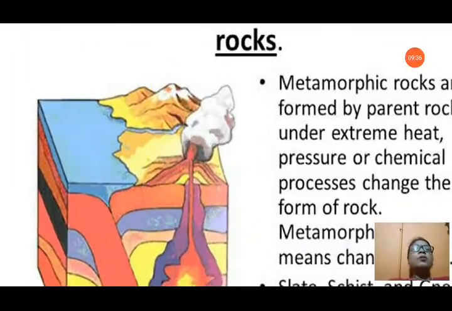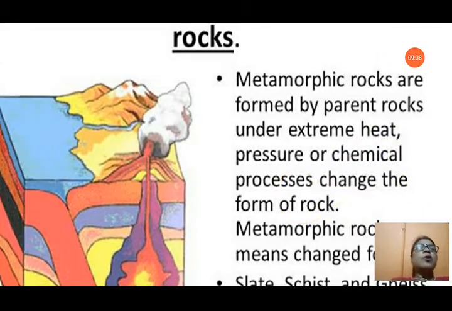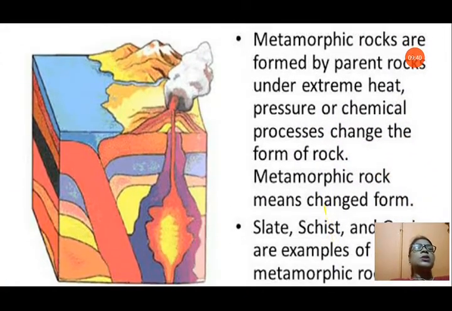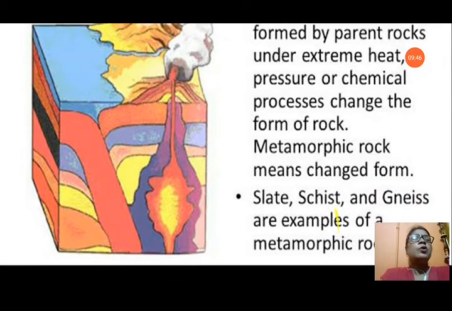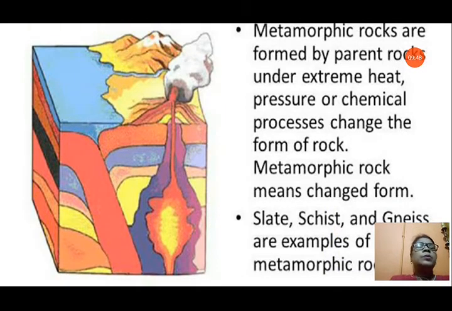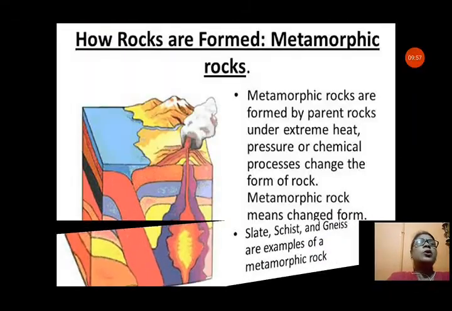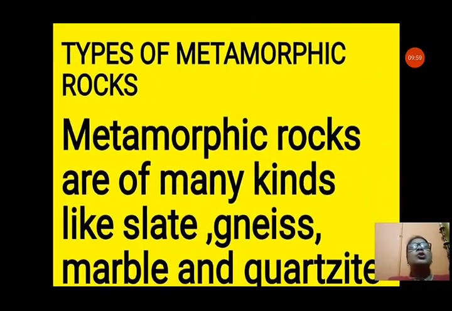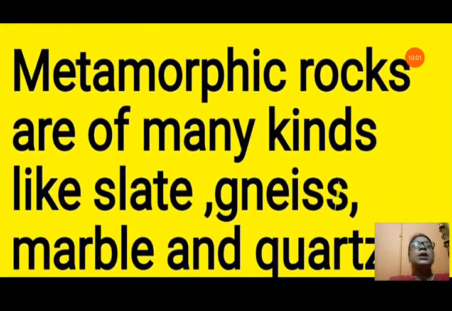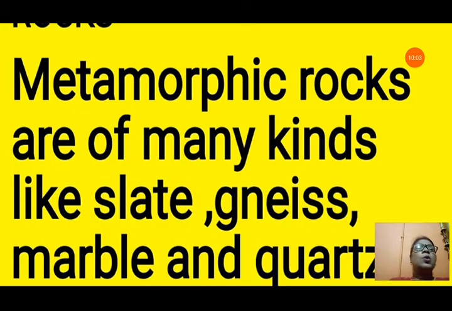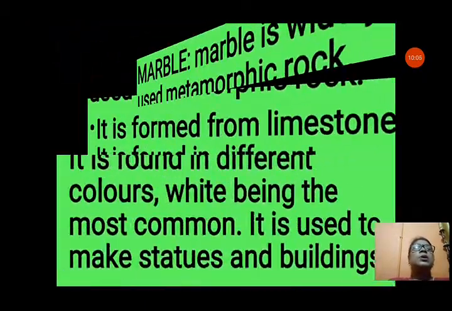How are metamorphic rocks formed? Metamorphic rocks are formed when parent rocks under extreme heat, pressure or chemical processes change form. Metamorphic means change of form, that is metamorphosis. Slate, schist, gneiss are examples of metamorphic rocks. So, the types of metamorphic rocks we will discuss here are slate, gneiss, marble, quartzite. Let us discuss one by one.